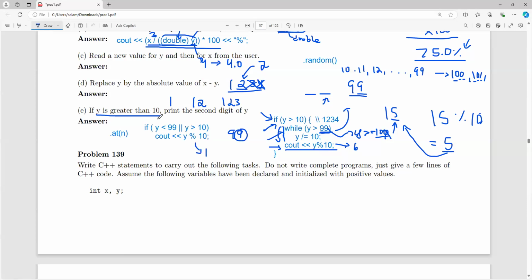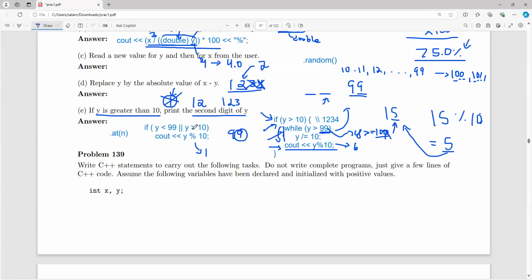So we got 1. Is 1 a 2-digit number? Does 1 have a second digit? No. So should we be printing any second digit? No, because it's a 1-digit number, it doesn't have a second digit. So for this test case, it shouldn't print anything. So right off the bat, because this is or, it fails for the case of 1-digit numbers. Let's check 2-digit numbers.